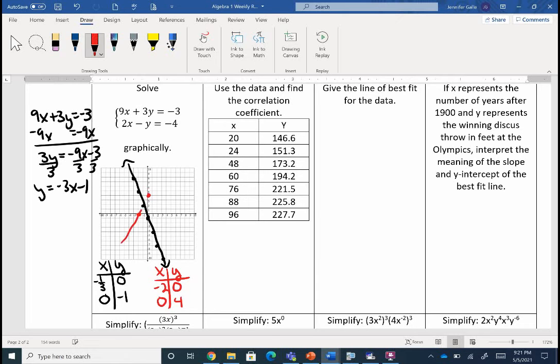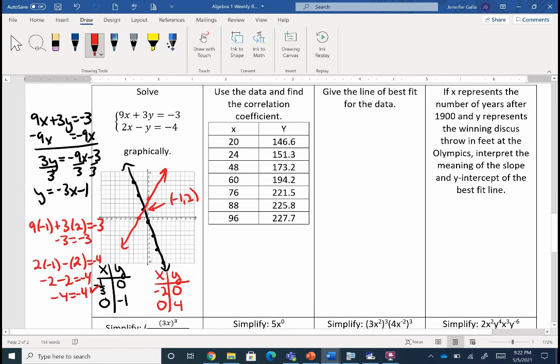So if we draw in our line, it looks like the solution or the intersection point is at -1, 2. If you would like, I always like to do a quick check. Substitute x and y into both equations. -9 plus 6 will give me -3. 2 times -1 minus 2 equals -4. So -2 minus 2, -4 equals -4. That checks out. There's our intersection point.